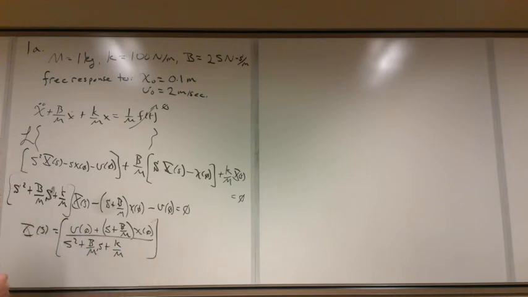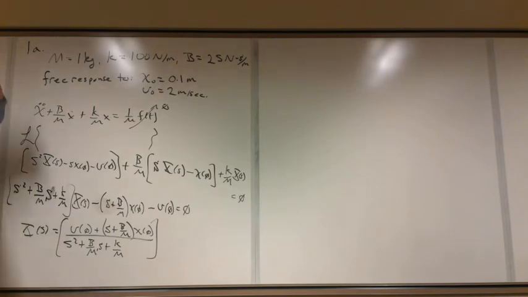So what we're going to do is actually evaluate this for our given v naught, x naught, b, m, and k. There's a b and m again over there. That'll give us x of s. Then we do the inverse Laplace transform of that, and we get the answer. So let's go ahead and do that.